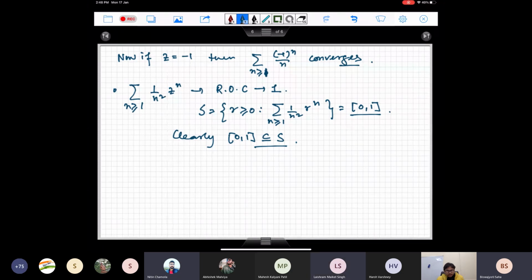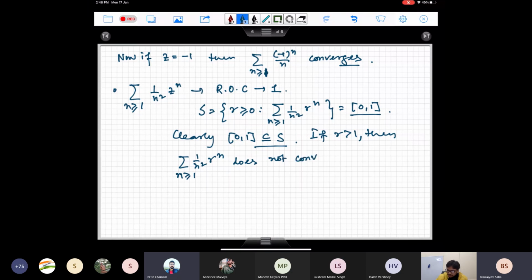Take any r greater than 1. Then r does not belong to S. Use the ratio test. Then the power series doesn't converge. Absolutely, exactly again the ratio test. So if r is bigger than 1, then the series of 1 over n square times r power n, n bigger than or equal to 1, diverges to plus infinity, does not converge by the ratio test. If I take the ratio of the n plus 1th term divided by the nth term, it's going to give me r, which is strictly bigger than 1, so it will not converge by the ratio test. Okay, so here I see that capital S is closed 0, closed 1.